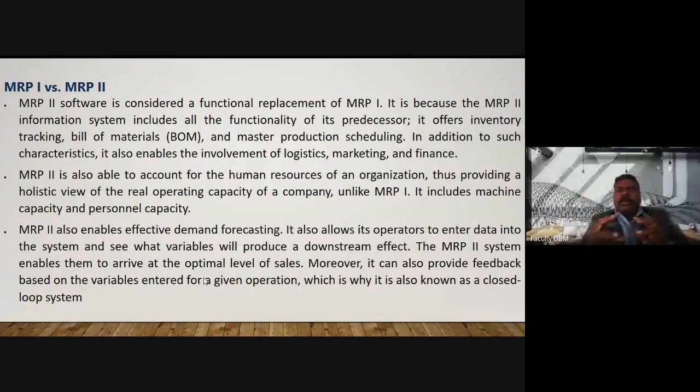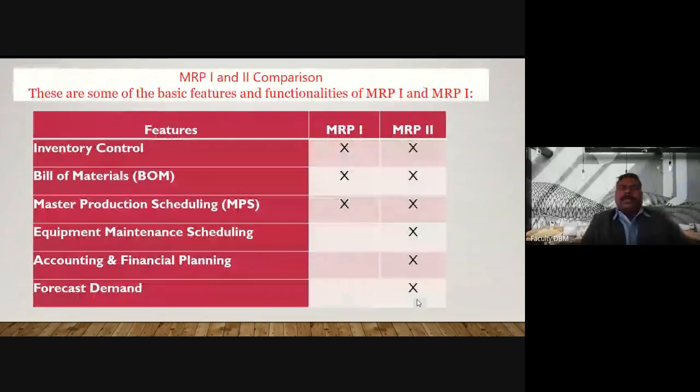For that, what we need is to get quality materials in a more quantifiable way, with reasonable price purchases and reduction in the cost, so that we can come out with a reasonable price strategy, and then the sales will be at an optimal level. Moreover, it can also provide feedback on the variable centers in the given operation, which is why it is known as a closed loop system. So a feedback will be there.